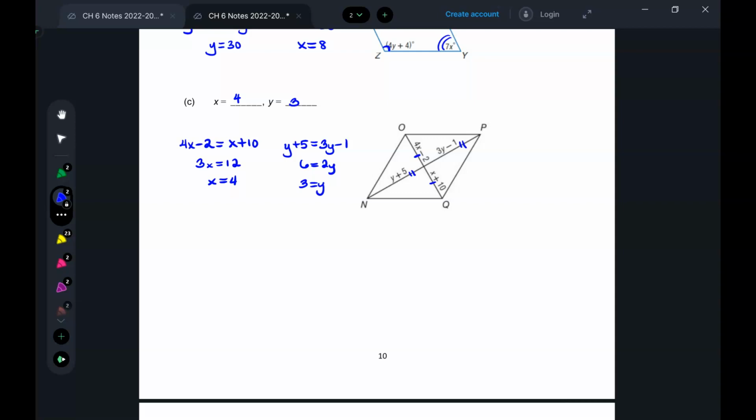So in all of these, we were just setting things equal to each other. We just needed to figure out which parts were equal.